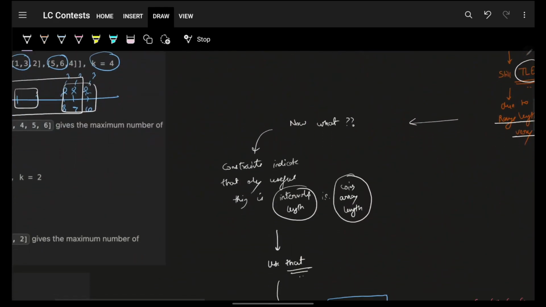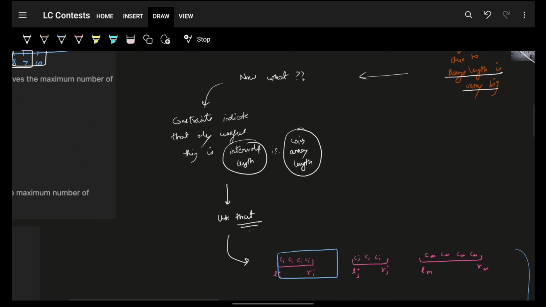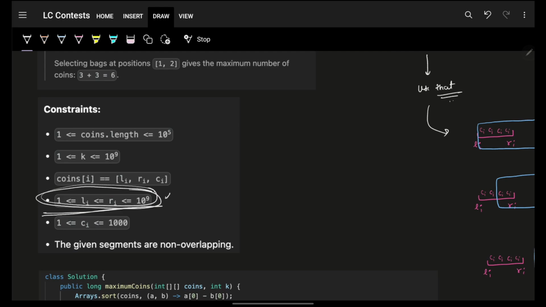Now, so far we realized that we are stuck because of the time complexity, because of intervals, because I'm operating on intervals, and the interval length is something I was concerned about, which is pretty high.